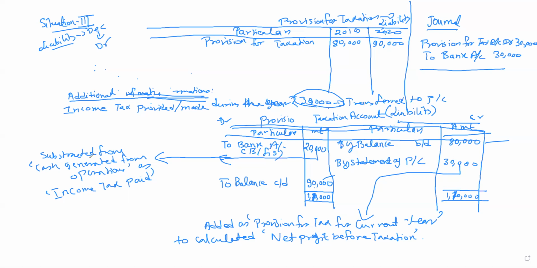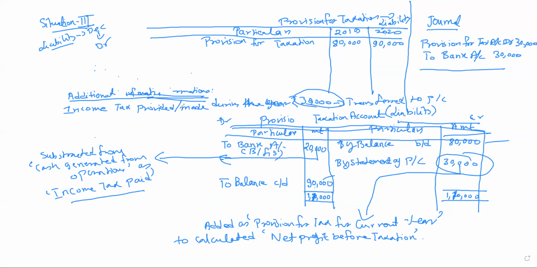Now this becomes your balancing figure. So this 20,000 now will be what? This will be subtracted from cash generated from operation as income tax paid. Statement of PL, as we all know, 30,000. This one will be added to calculate what? Net profit before tax. This is situation 3.